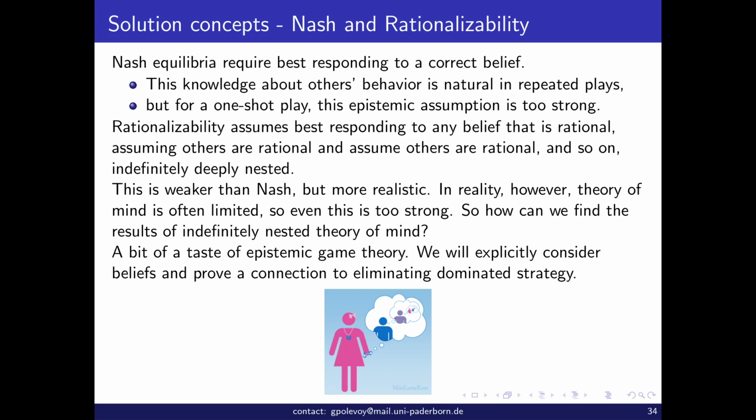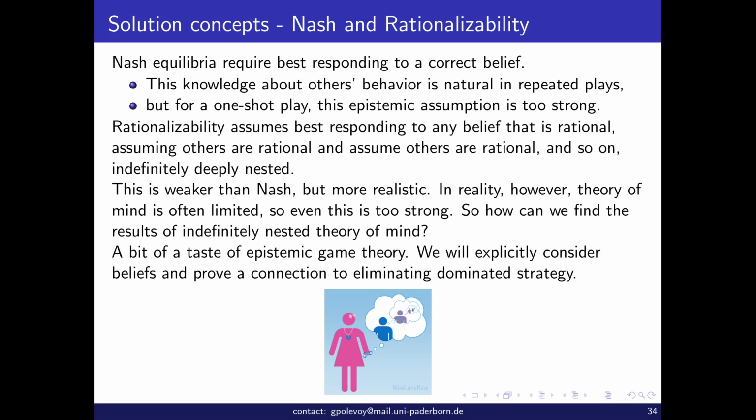Okay, so how do we find the results in this indefinitely nested theory of mind? We are going to work on that now. As I said, it's a little bit of a flavor of this epistemic game theory, which explicitly deals with beliefs. Like in Nash equilibrium, we also assume that you maximize your utility relative to what you think others do, and what you think is actually what they do. But we didn't delve into that. Here we are going to explicitly consider beliefs and define all the things explicitly.